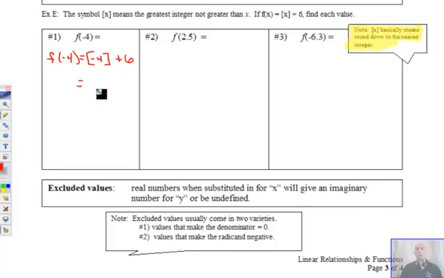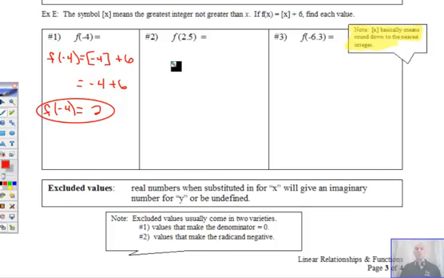So what does this round down to? Rounds down to -4. If you have an integer inside this symbol, then the answer is just that integer. That's real simple. -4 plus 6 is 2. If you're a little confused, that's fine. When you see a couple more examples, hopefully you won't be. Number 2, f of 2.5.